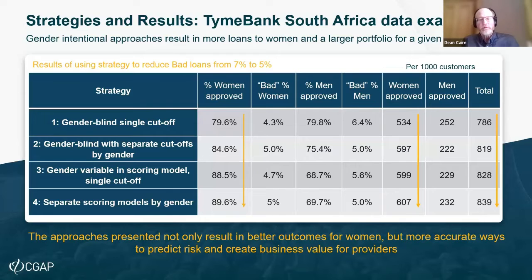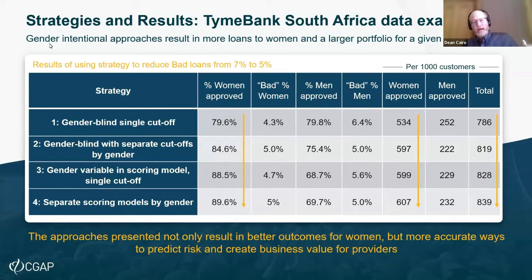So what we see, we start again with the baseline, the gender blind single cutoff. So that's what most banks would be using. Then again, some of the ones that I've worked with would be using strategy 3, which is having the gender variable.